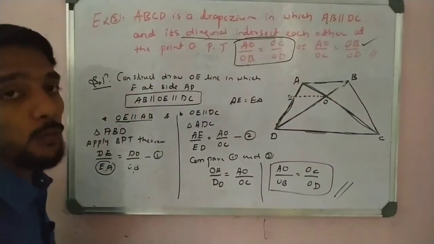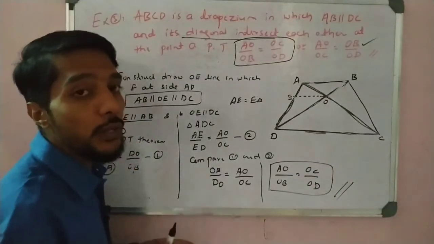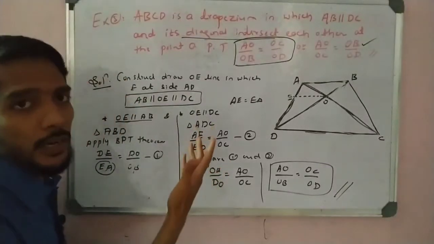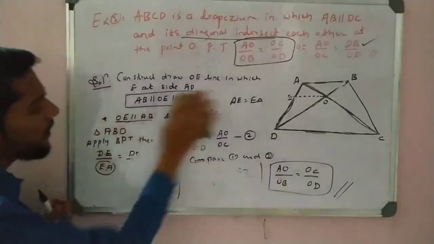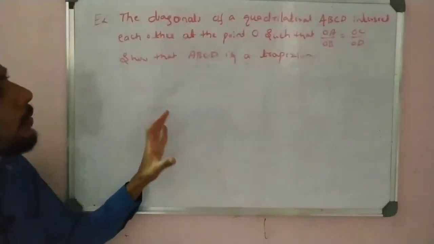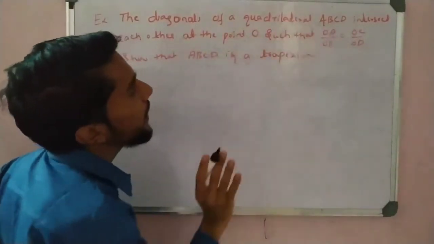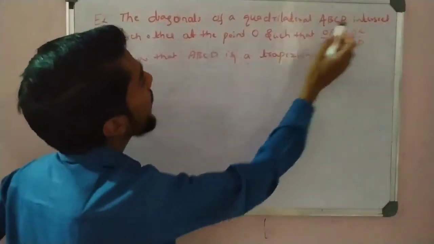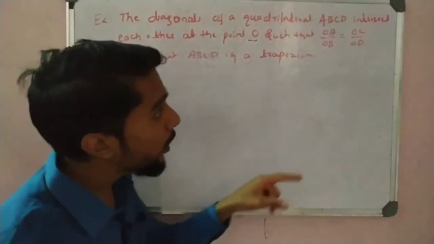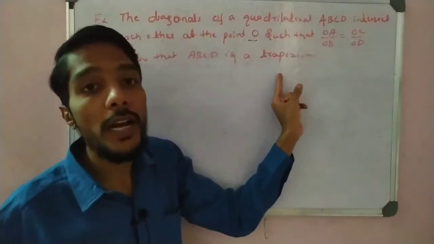So come to the last problem of today's class and the last exercise question. After that, in the next video we can tackle the board examination questions. This is also from board exams, but it is related to NCERT. Now take the last problem, which is similar but reversed. See here: the diagonals of a quadrilateral ABCD intersect at a point O. In the last problem they gave a trapezium, but here they give this and we have to prove that it is a trapezium.